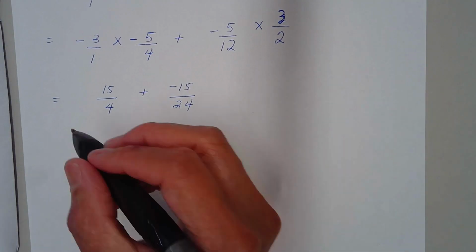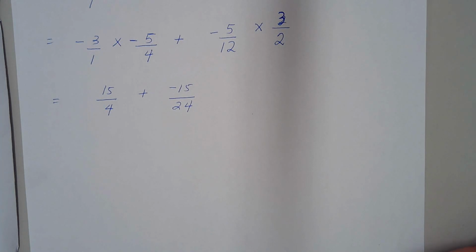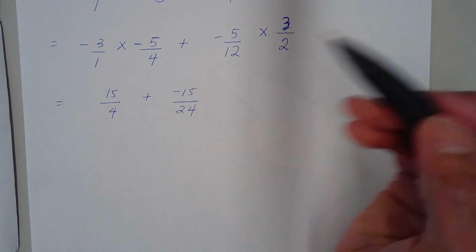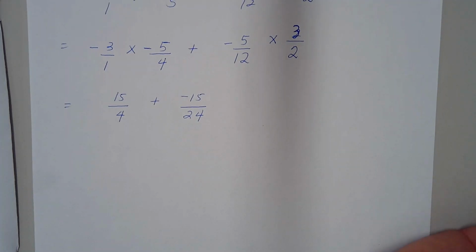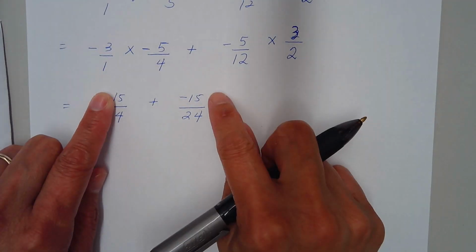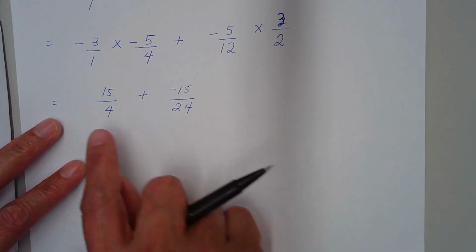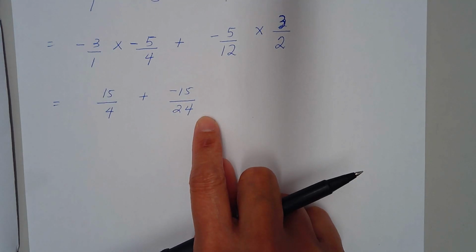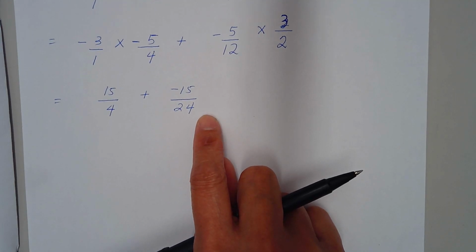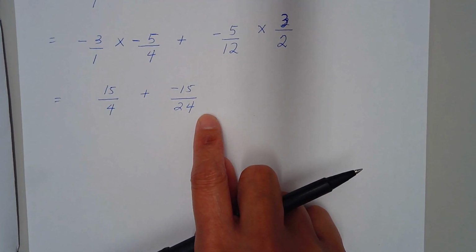Can I say minus, that's 0? I see 15 and negative 15, so 0. No, you have to make the denominator the same. How do you make the denominator the same?